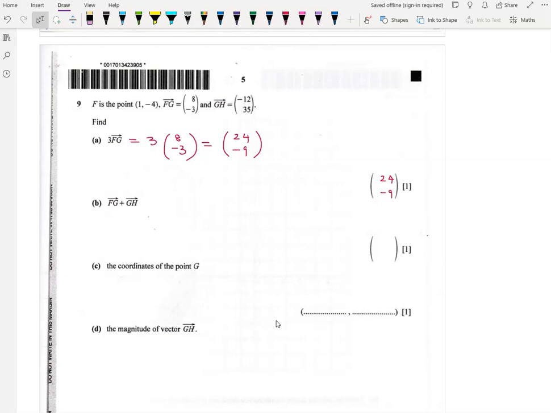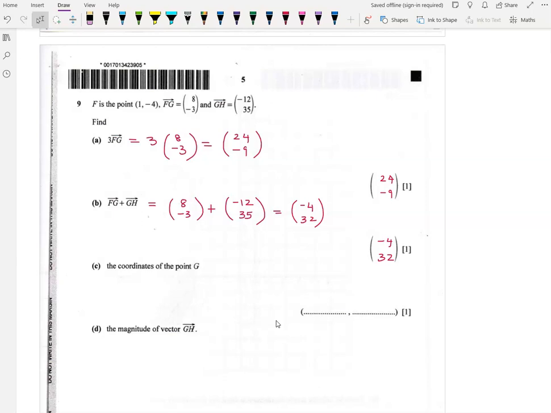Next one, part B. Add vector FG and GH. Vector FG is (8, minus 3), and you need to add vector GH, which is (minus 12, 35). So 8 minus 12 gives you negative 4, and minus 3 plus 35 is 32. So your answer is (minus 4, 32).